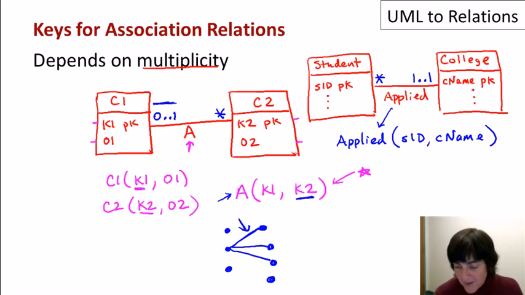So our rule of thumb, it's actually a rule, said that if we have 1..1 or 0..1 on one side, then the other side would be the key. So that would tell us if we have this 1..1 on the right, that student ID would be a key for applied, and indeed that makes complete sense. If each student can only apply to one college, then they will indeed be a key in the applied relation.